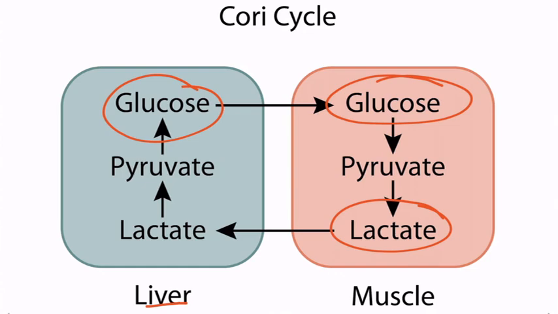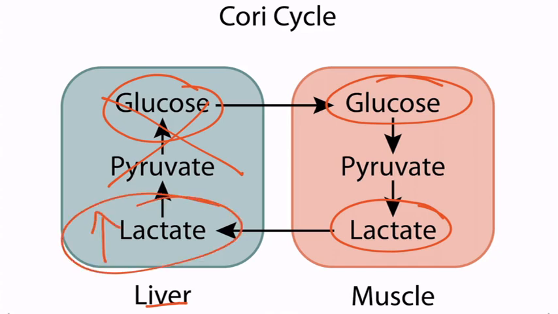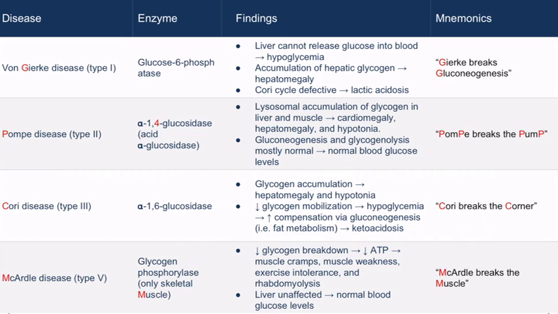In von Gierke disease, the final step in gluconeogenesis, which produces glucose, is defective. So this step right here. This means the lactate cannot be reused, so it accumulates in the blood, resulting in lactic acidosis. Von Gierke disease can be remembered by the phrase Gierke breaks gluconeogenesis. Notice that the G in Gierke is associated with the G in gluconeogenesis.